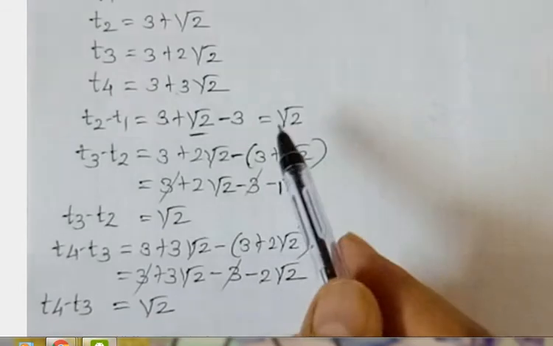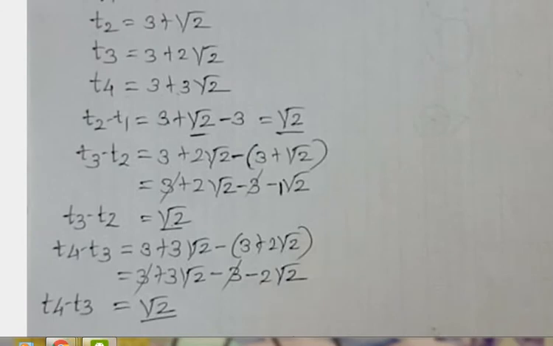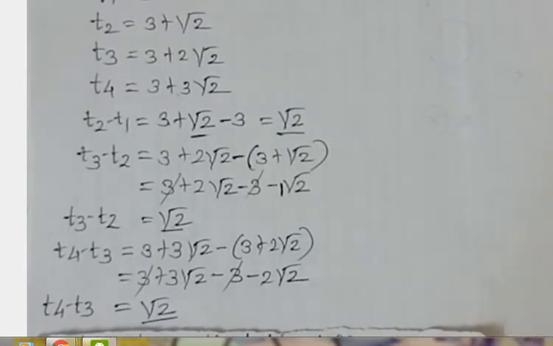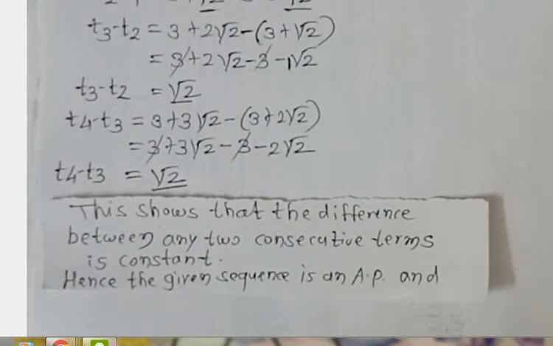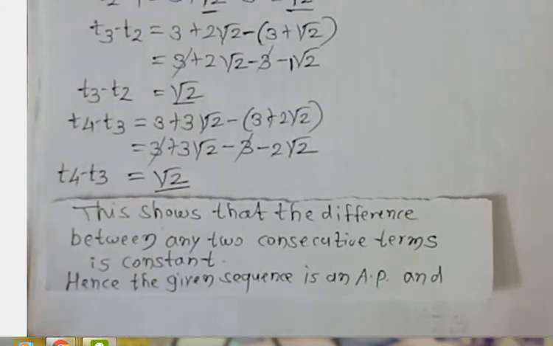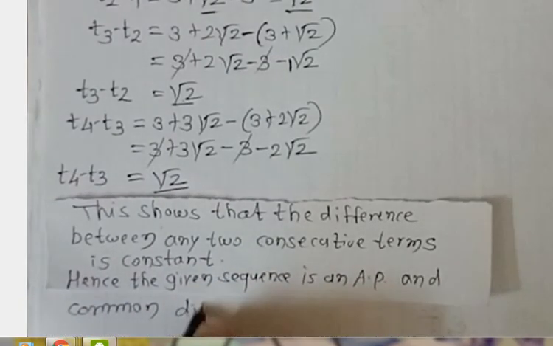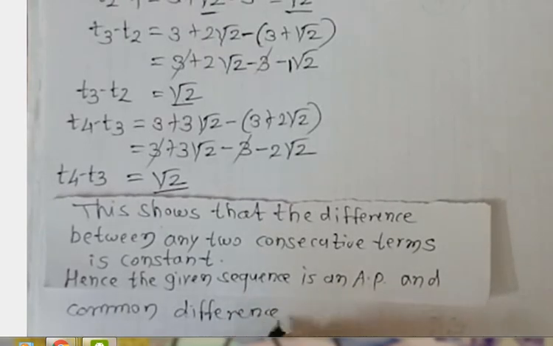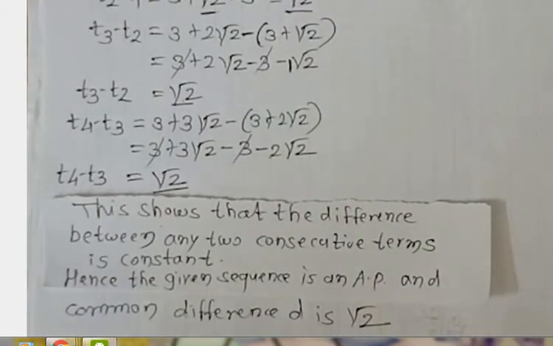Now see here, the difference between any two consecutive terms is root 2, root 2 and root 2, that is constant. Therefore your answer: this shows that the difference between any two consecutive terms is constant, hence the given sequence is an AP, and the common difference D is root 2.